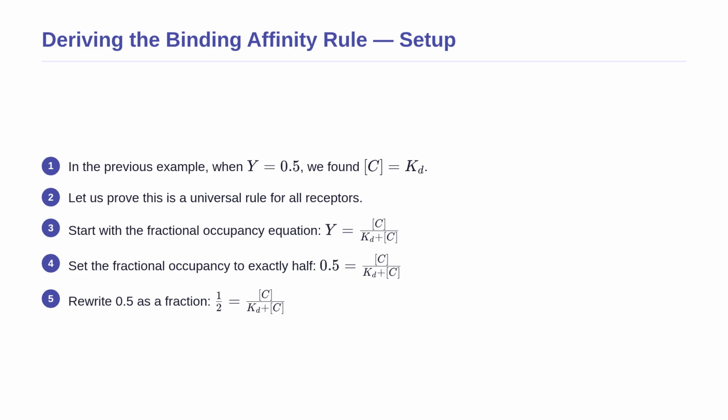We start with our standard fractional occupancy equation. We want to find the general relationship when exactly half of the receptors are occupied, so we set Y to 0.5. To make the algebra cleaner for our proof, we will rewrite 0.5 as the fraction 1/2. This sets up a simple proportion that we can solve.